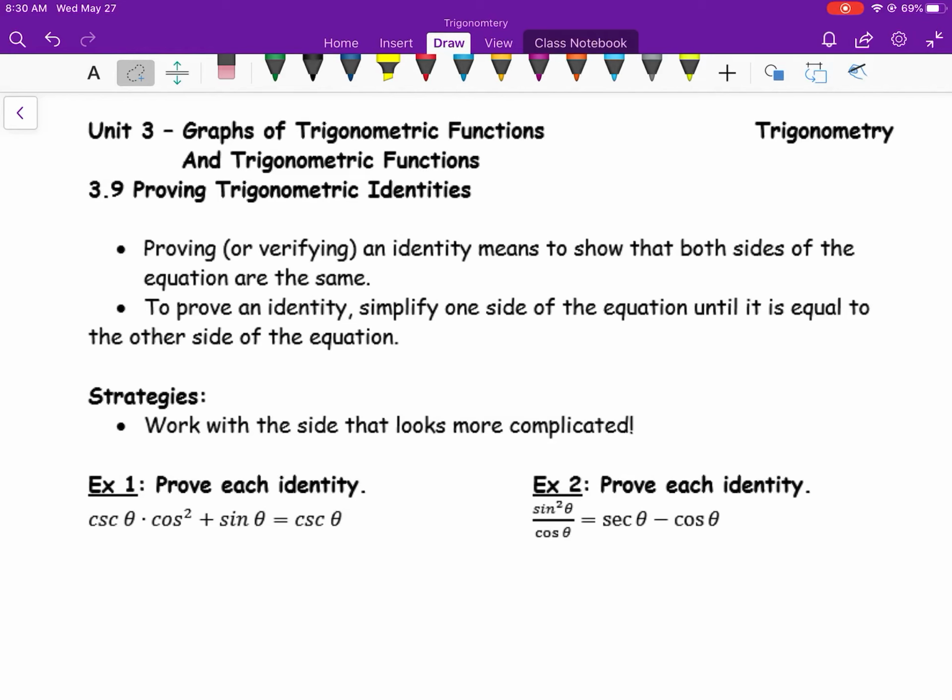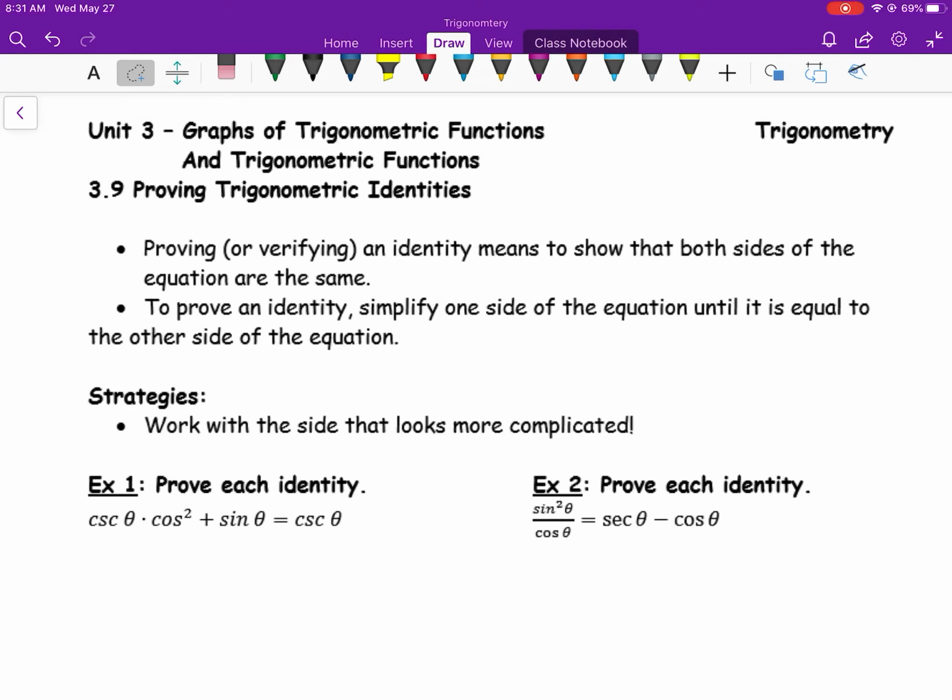3.9, proving trigonometric identities. Proving or verifying an identity means to show that both sides of the equation are the same. To prove an identity, simplify one side of the equation until it is equal to the other side. The trick to doing this is to work with the side that is more complicated looking.